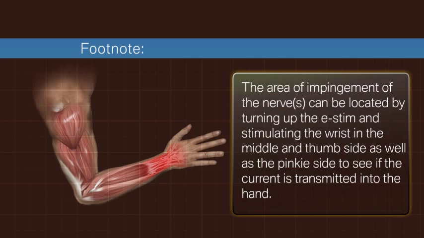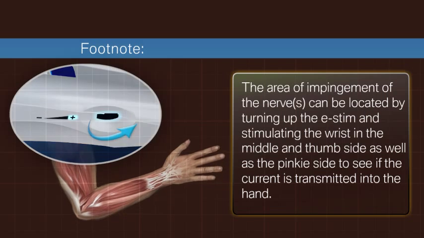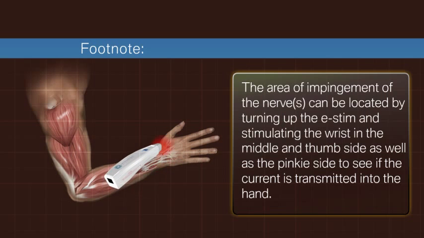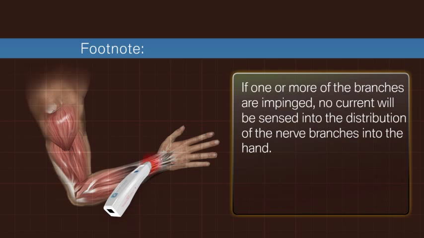The area of impingement of the nerves can be located by turning up the E-stim and stimulating the wrist in the middle and thumb side, as well as the pinky side, to see if the current is transmitted into the hand. If one or more of the branches are impinged, no current will be sensed into the distribution of the nerve branches into the hand.